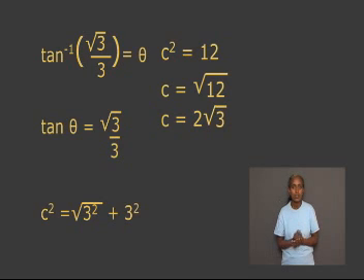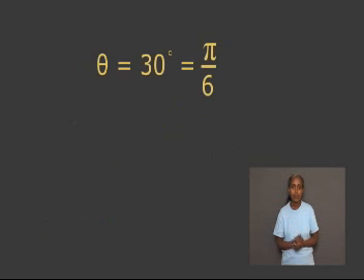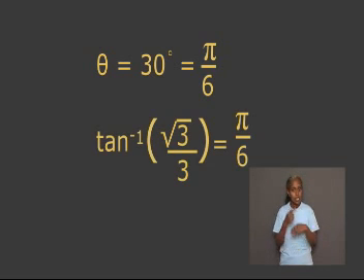With these values, we can see that sine of theta equals the square root of 3 over 2 times the square root of 3. This gives us theta equal to 30 degrees, or pi over 6. Therefore, the inverse tangent of square root of 3 over 3 equals pi over 6.